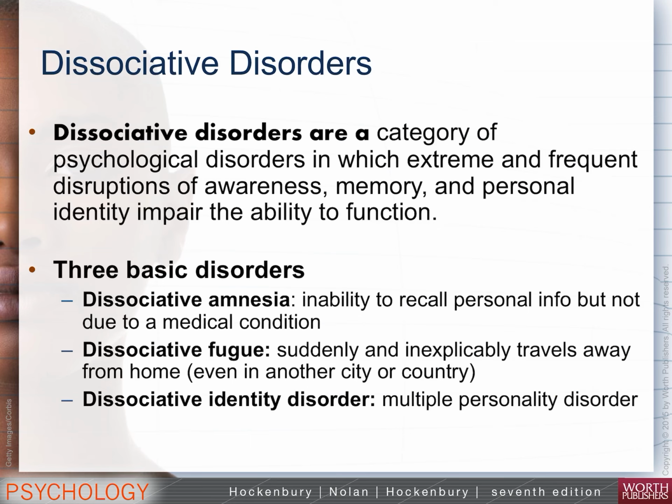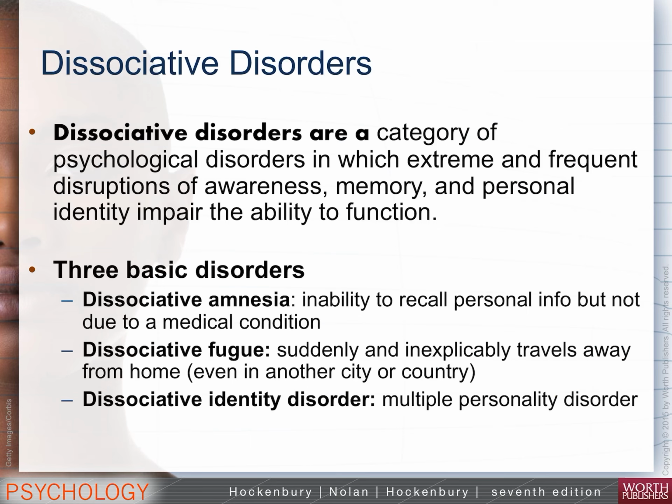Another series of disorders we can talk about is dissociative disorders. These are a particular category where we see extreme and frequent disruptions of awareness, memory, and identity. And this is going to impair the person because they don't know who they are. Now, it's really important to note that the dissociative disorders are not schizophrenia.